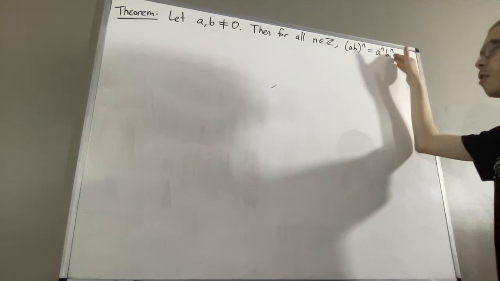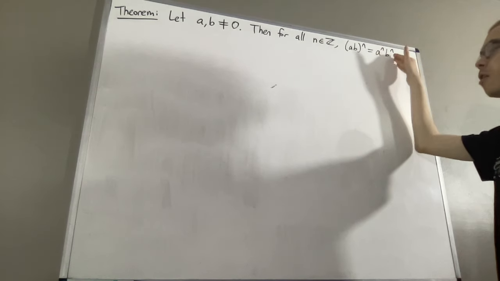So let's remind ourselves of our definition of non-negative integer exponents. Let a be any real number. Then for each non-negative integer n, we define a^n to be a real number, recursively, as follows. a^0 is going to be equal to 1, and a^(n+1) is going to be equal to a^n times a for every non-negative integer n.